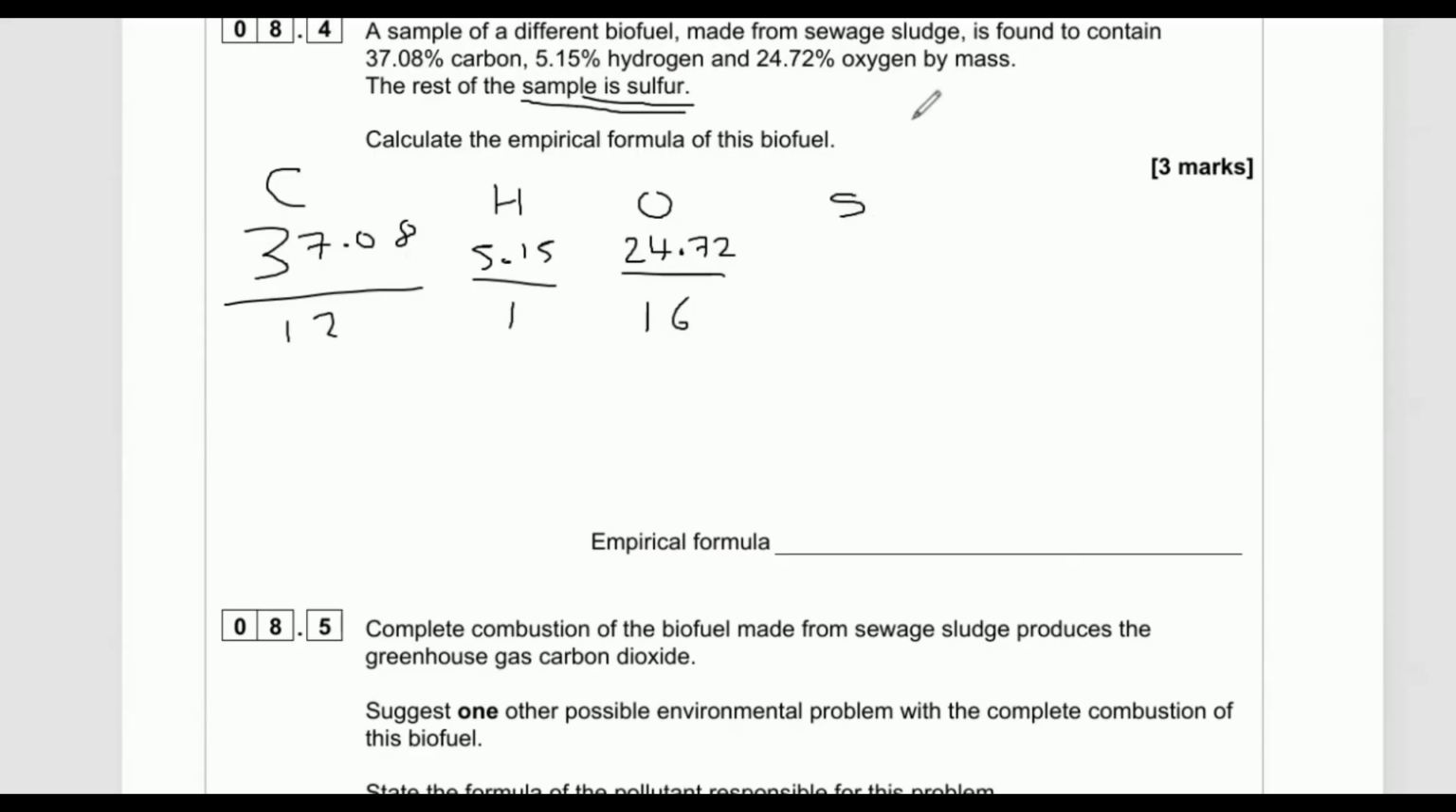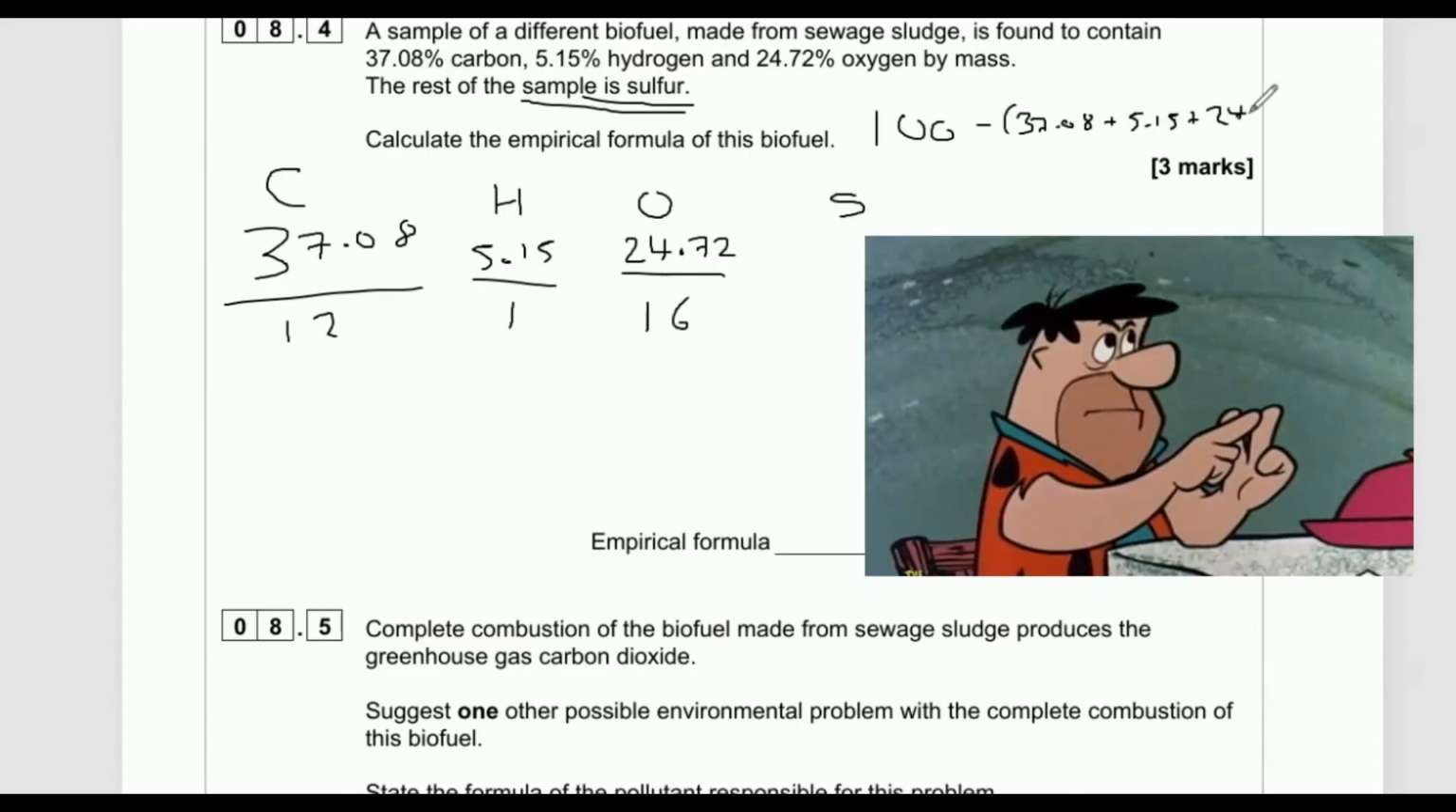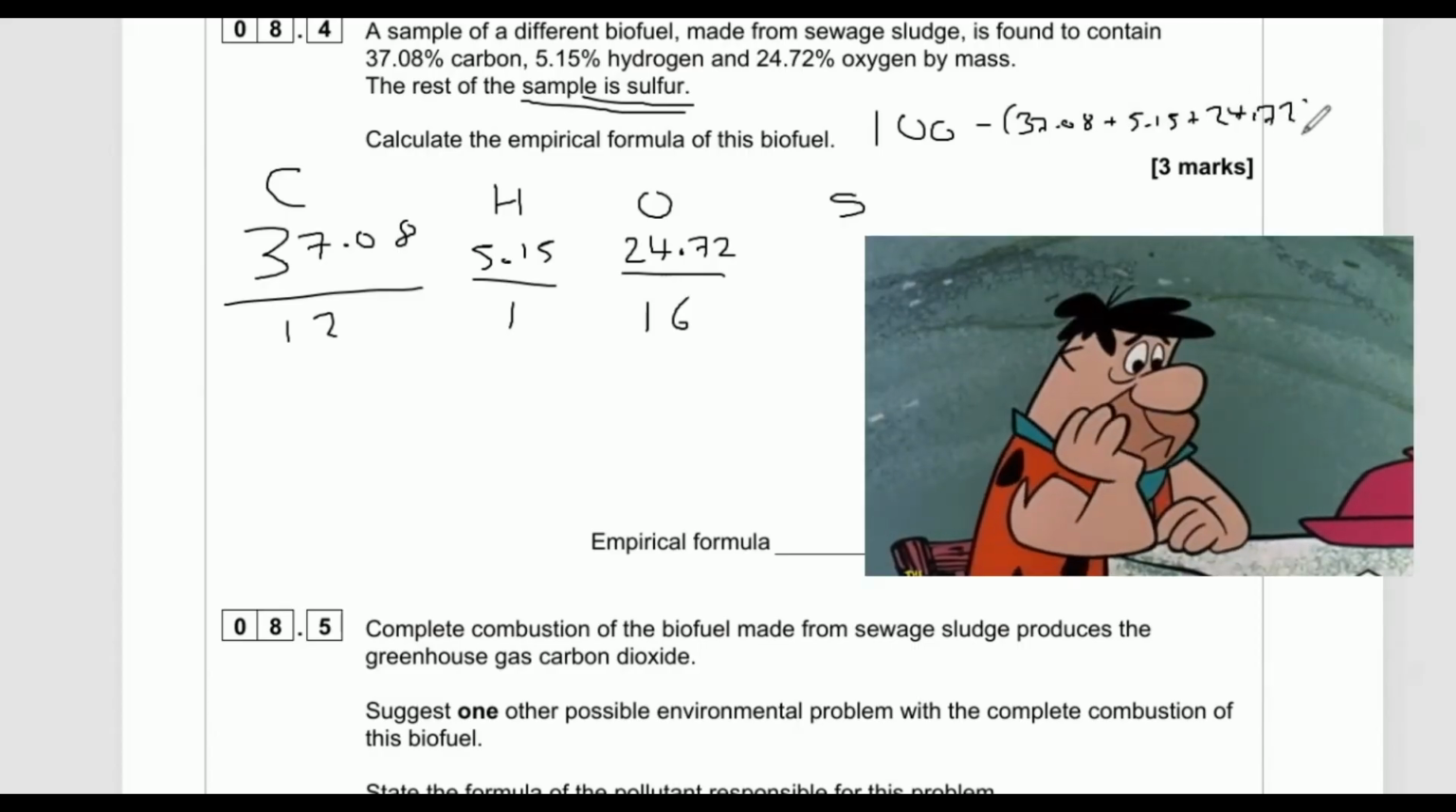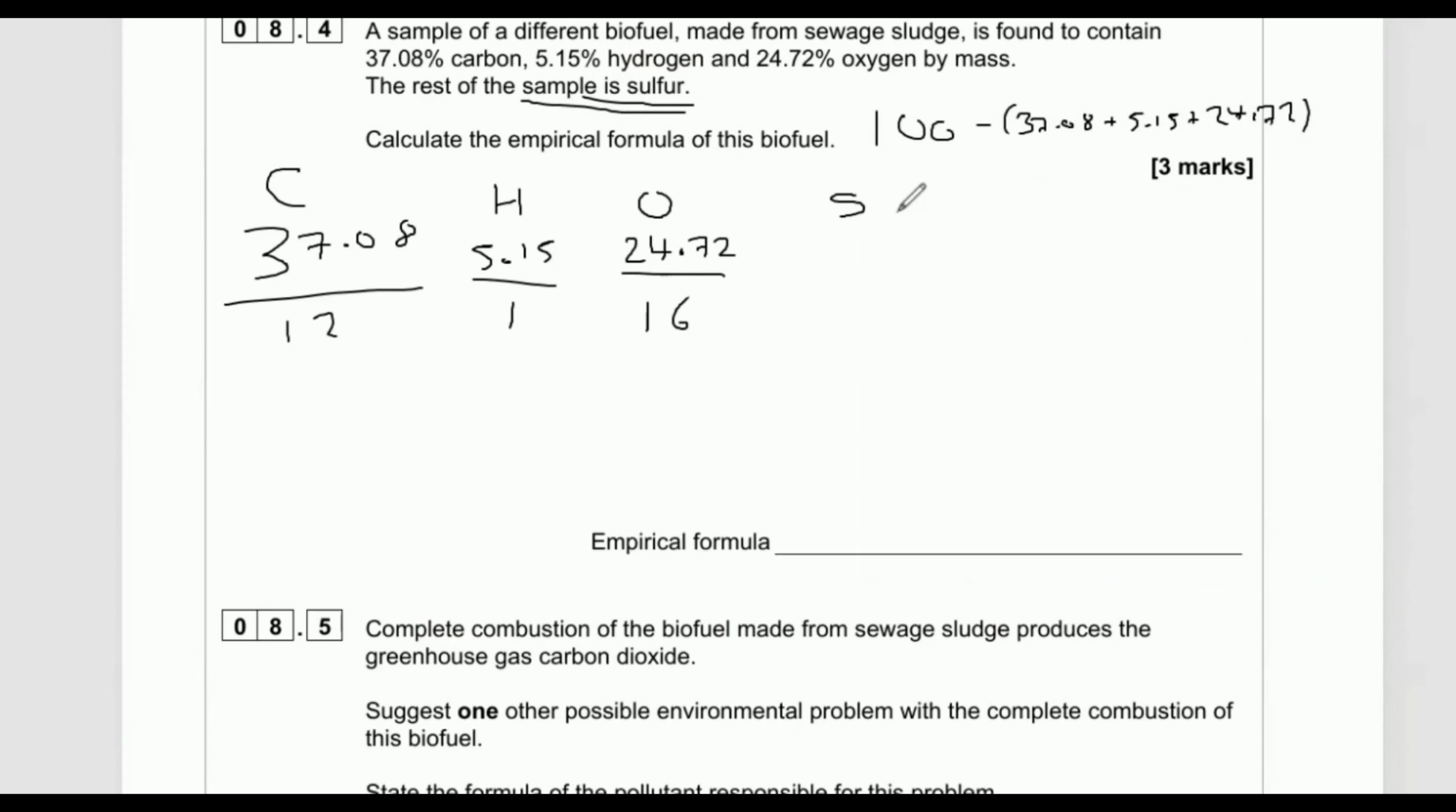So in order to work out the sulfur, I need to do 100 minus 37.08 plus 5.15 plus 24.72. And that's going to work out what sulfur is, and it works out at 33.05. And I'm going to divide that by 32. So if you carry this out, you're going to get the first mark.